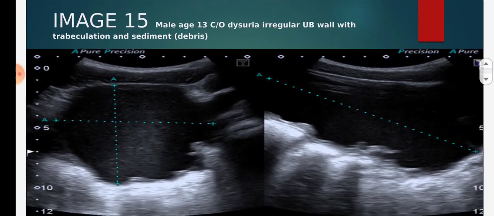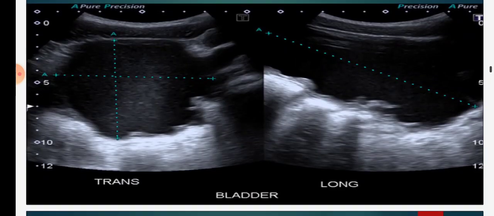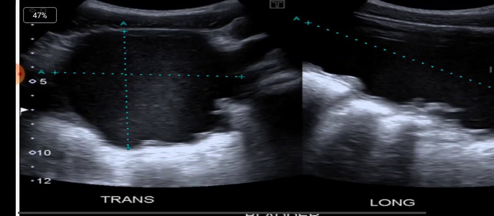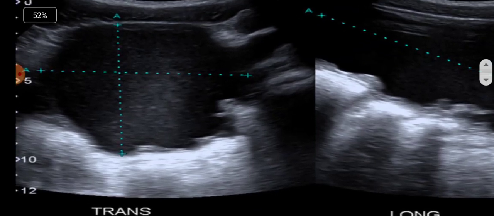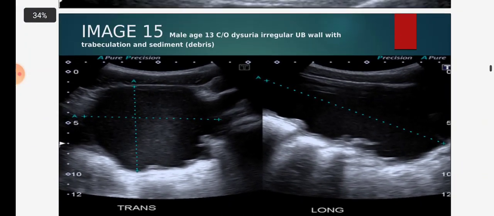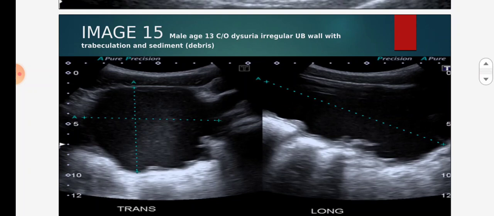Number 15, a male, age 13, complaining of dysuria, irregular urinary bladder wall with trabeculation and diverticulum depressed. It's commonly caused in the child. The feature of neurogenic bladder, the urinary bladder wall irregular with the depressed. The features of the neurogenic bladder.